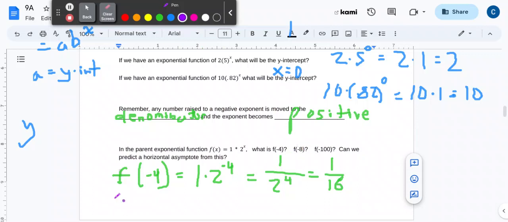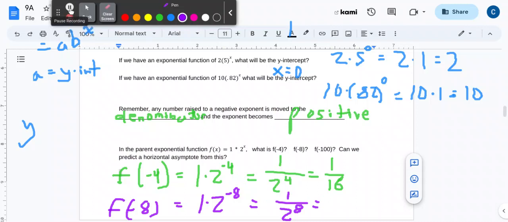If we were to do f of negative 8, now we have 1 times 2 to the negative 8 power, which is going to be 1 over 2 to the 8th power, which is going to be 1 over 256. And so on and so forth. See if you can try f of negative 100 and see if we can predict the horizontal asymptote from this.